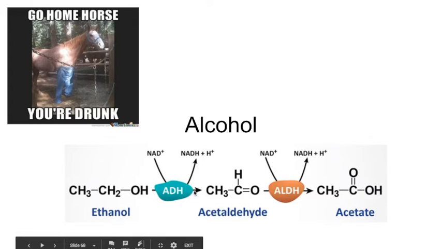Alcohol is metabolized by alcohol dehydrogenase using NAD plus as a cofactor. It makes NADH. And when alcohol is metabolized, it makes acetaldehyde. Acetaldehyde is then metabolized by acetaldehyde dehydrogenase, also using NAD plus, to make acetate. So we can make use of this metabolism by inhibiting either this enzyme or this enzyme, or they get naturally inhibited.